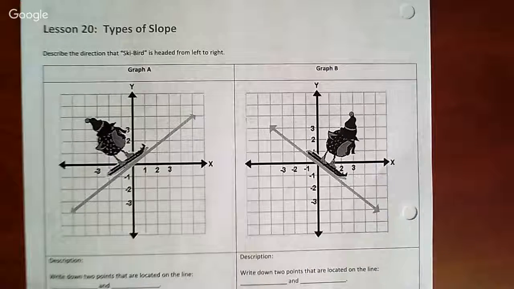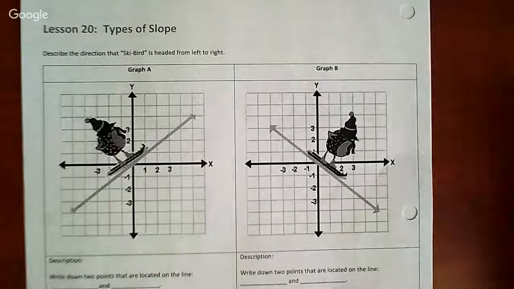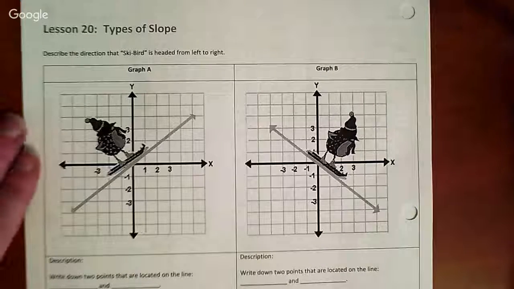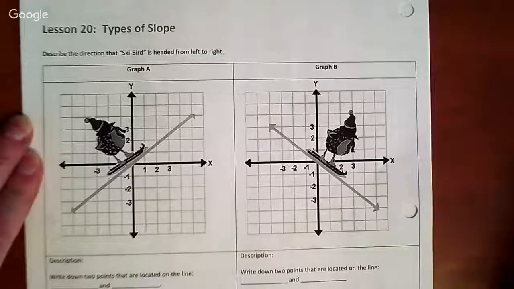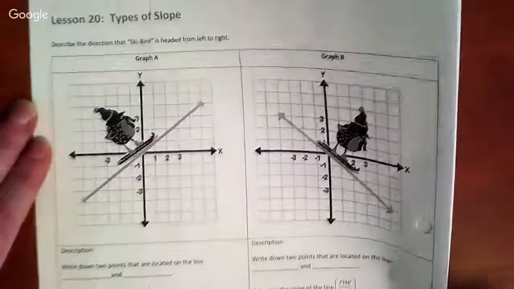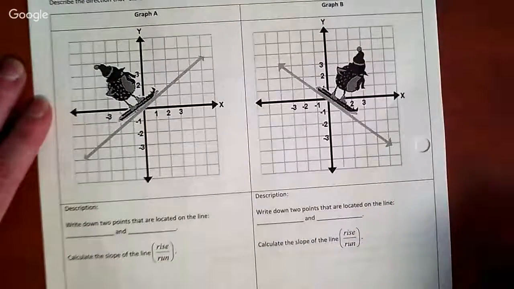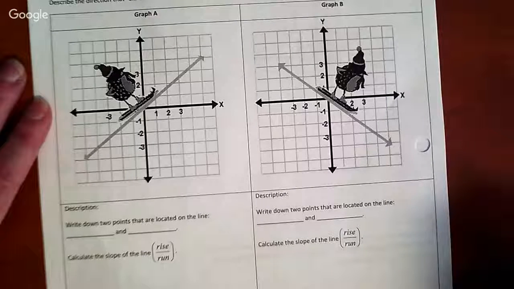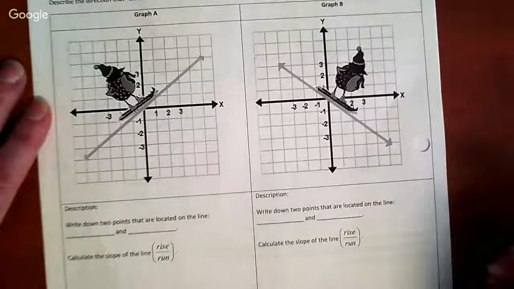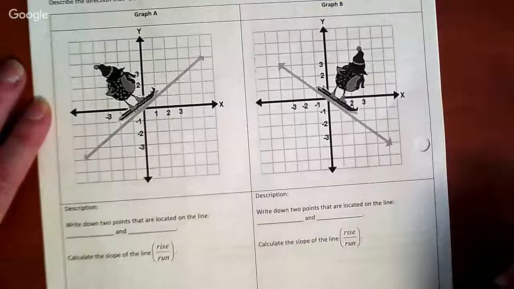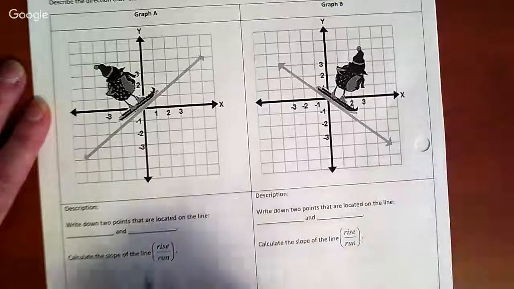Okay, this is lesson 20. It says describe the direction that Ski-Bird is heading from left to right. Okay, so here he is going. It says write down 2 points that are located on the line. His description is he is going uphill.